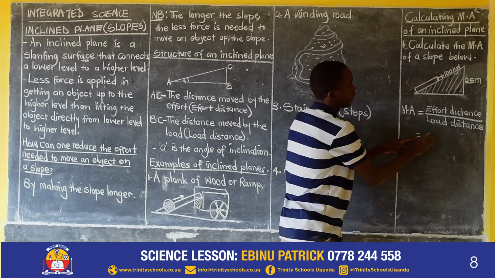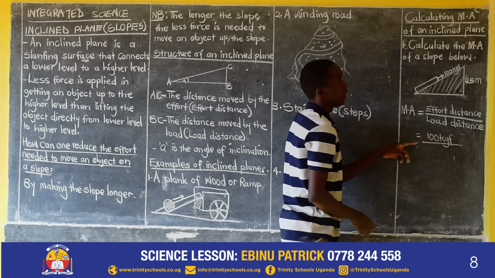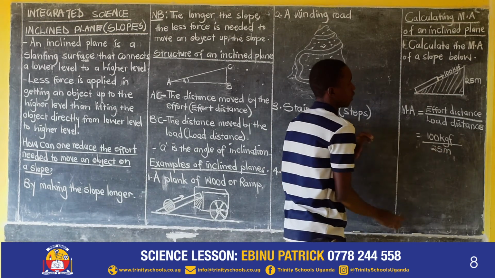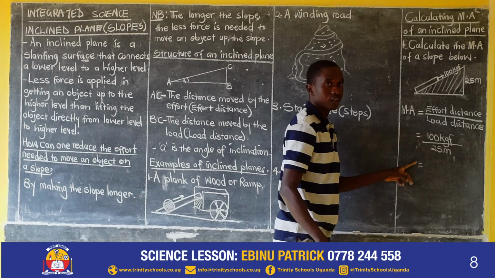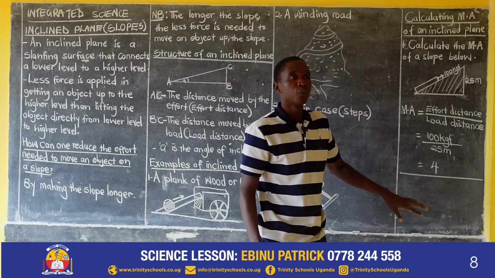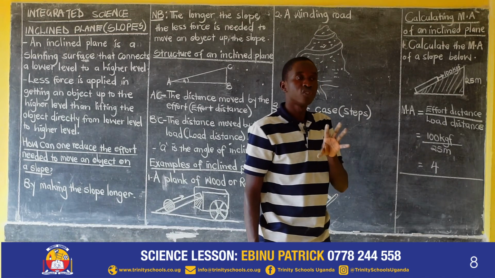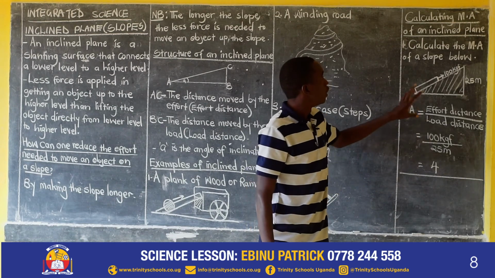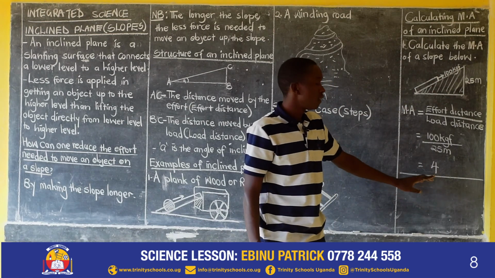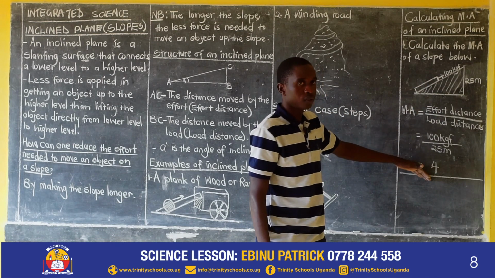So we shall have the effort distance, which is 100, divided by the load distance, which is 25 meters, which will give us 4. Remember at the first point when we were calculating the mechanical advantage, we said the mechanical advantage has no units. So this inclined plane uses work 4 times. This is the mechanical advantage of this inclined plane. And this is how we work it out.